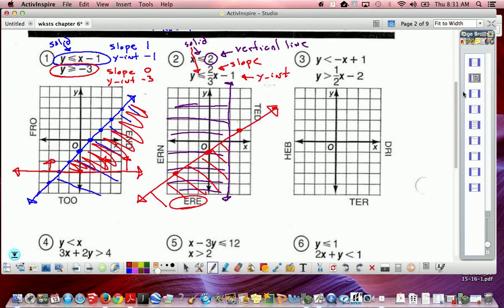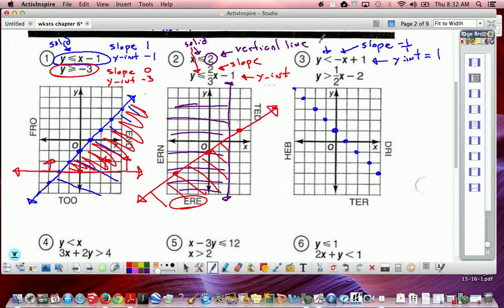So now, number 3. Nice thing is my y's are still by themselves, which makes this easier. On this one here, my slope is -1. My y-intercept is equal to +1. So I start at 1. My slope is -1, so if I put that over 1, that means I go down 1 to the right 1. I keep on doing that pattern, go straight up.